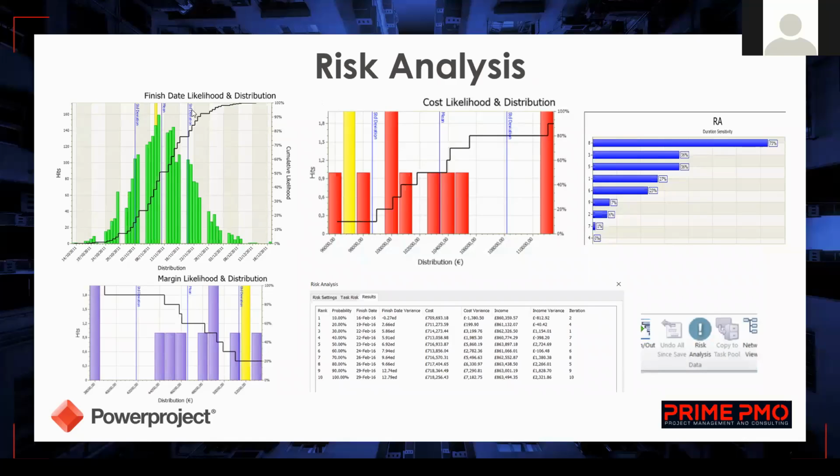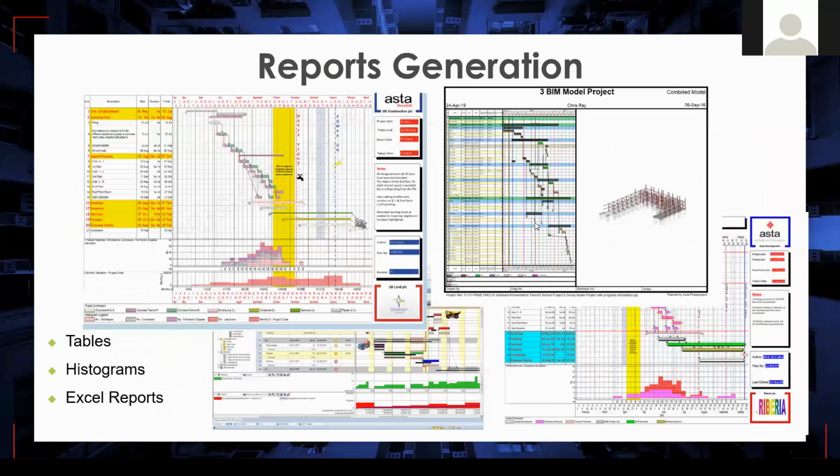We can determine the duration likelihoods, cost likelihoods. If we have any activity which is more affecting any other uncertainty, we are able to track on the tornado chart. What we have is marginal likelihood, and we can generate risk analysis reports in Power Project 2.